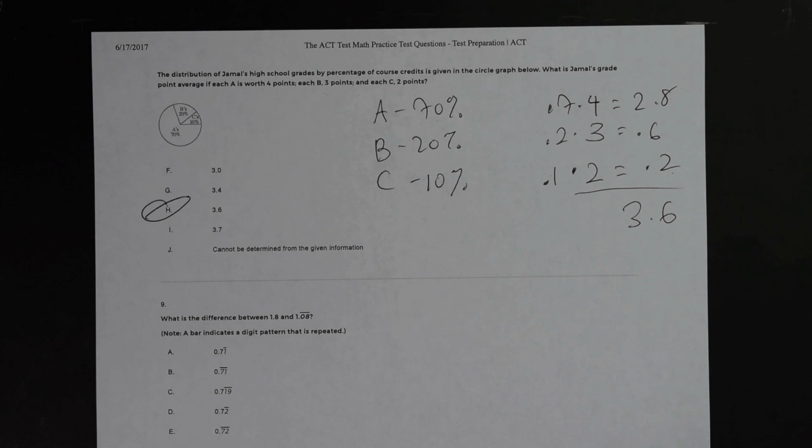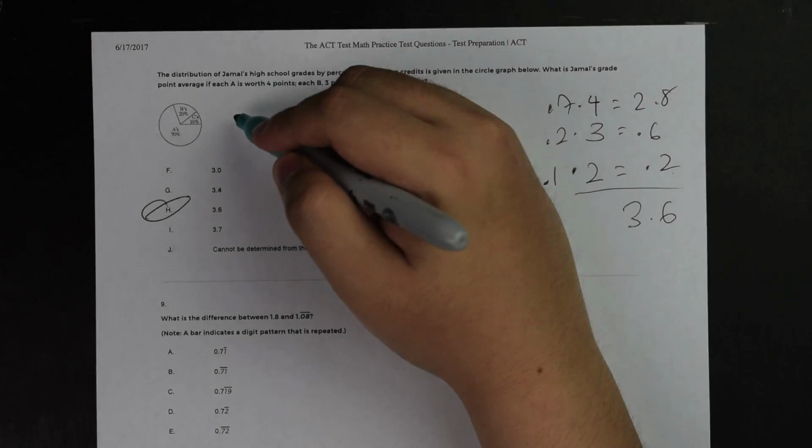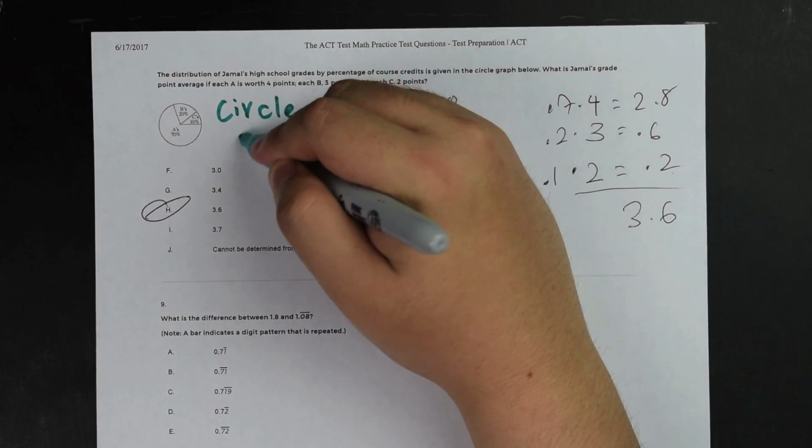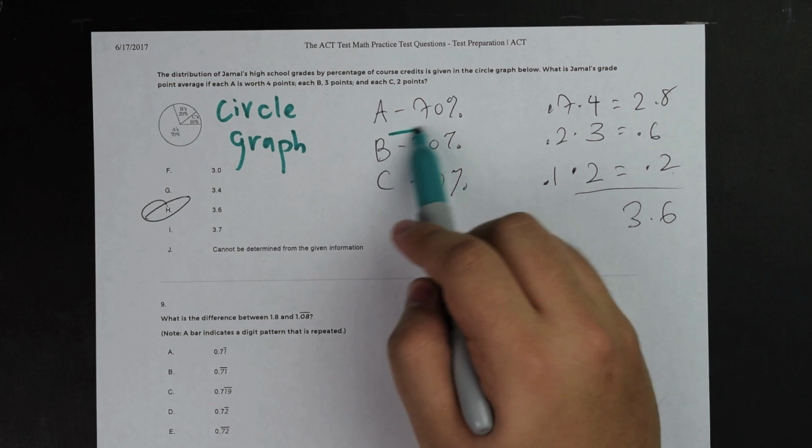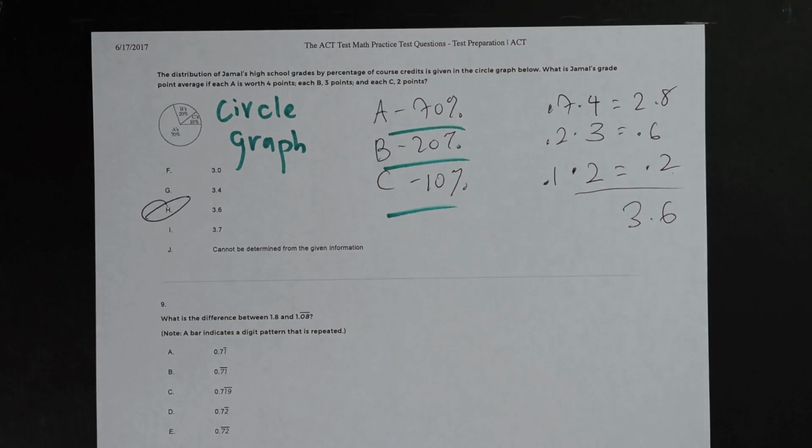When we are doing this type of question, the important thing is to first be able to understand what the circle graph is providing. This is sort of a statistics question, but this is just practice on understanding circle graphs. The circle graph told me these key pieces of information. I read that A is 70%, B is 20%, and C is 10%.